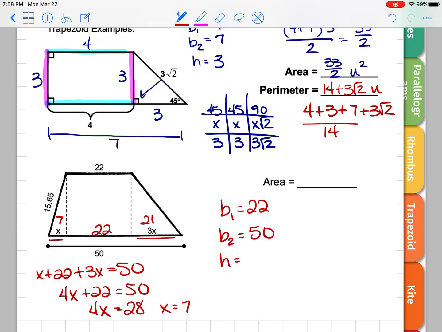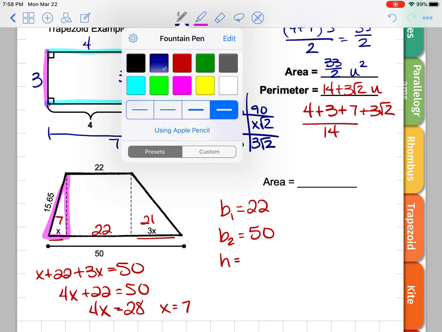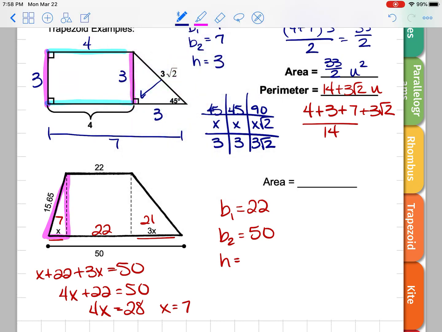But that helps me because now I can use the 7 and the 15.65 with Pythagorean theorem to find my height. So here we go. I'm going to change colors so you guys can follow along. So to get the height, we're going to say 7 squared plus b squared equals our hypotenuse, 15.65 squared. Move the 7 squared over. Remember, you have to square it before you subtract.